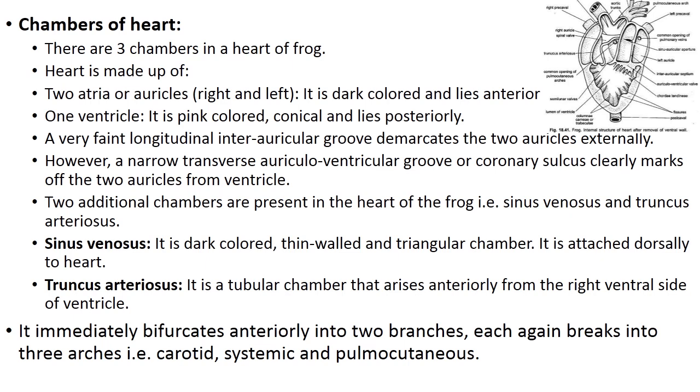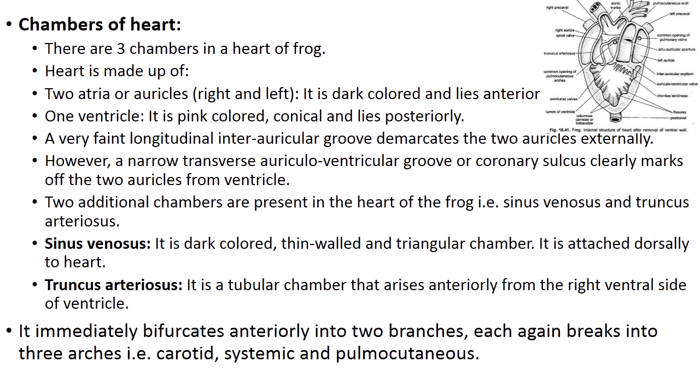Chambers of the heart. There are three chambers in the heart of a frog. The heart is made up of two atria or auricles, which are dark colored and lie anteriorly, and one ventricle, which is pink colored, conical, and lies posteriorly. A very faint longitudinal interauricular groove demarcates the two auricles externally. A narrow transverse auriculoventricular groove or coronary sulcus clearly marks off the two auricles from the ventricle. Two additional chambers are present in the heart of a frog: the sinus venosus, which carries the whole deoxygenated blood to the right auricle, and the truncus arteriosus, to which the ventricle pumps blood.